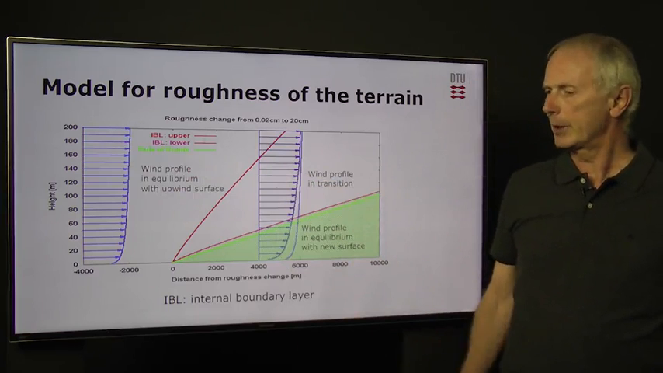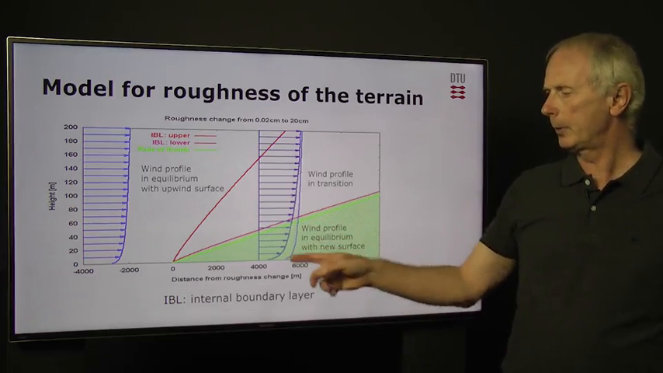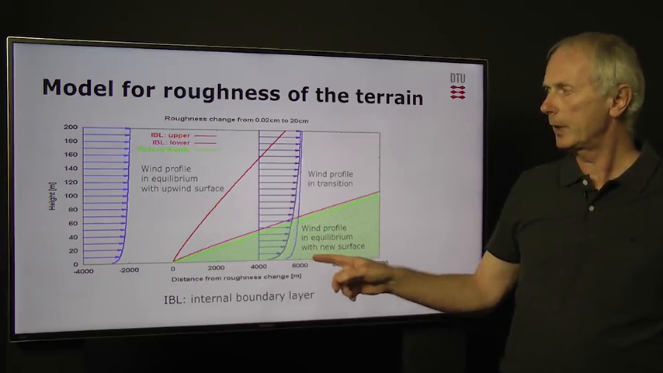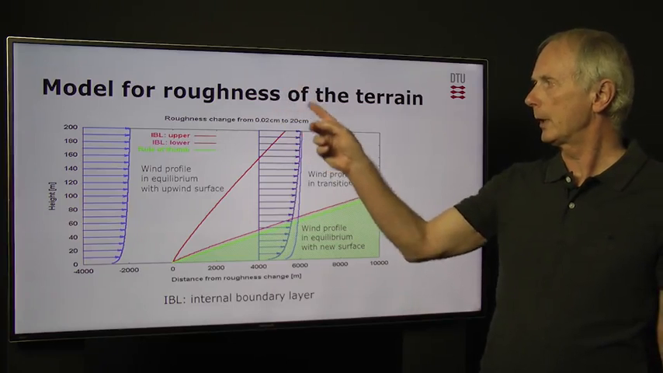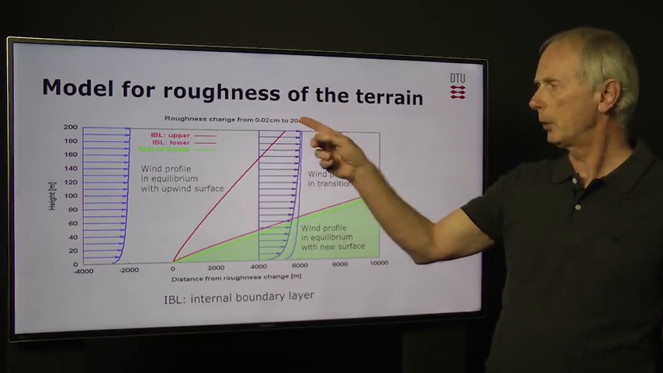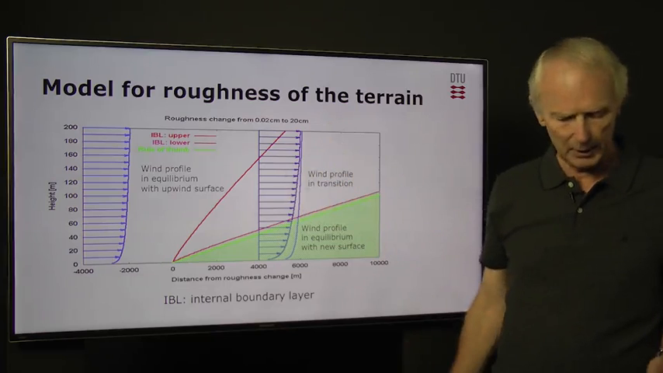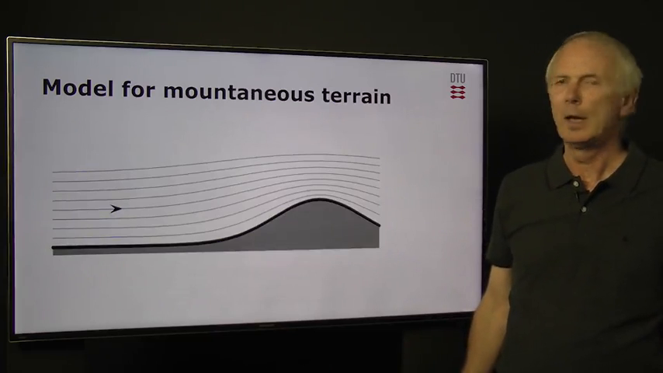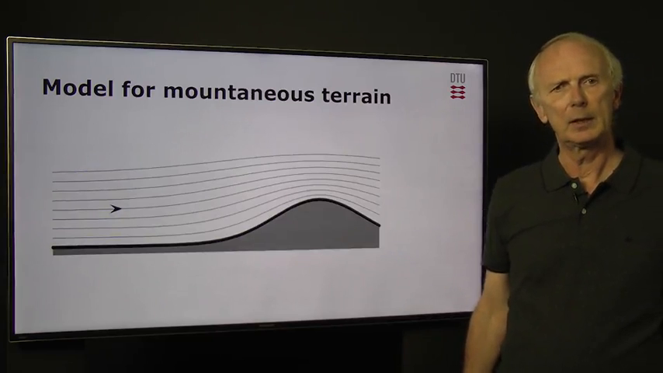It's very characteristic for this that here in the green area, the turbulence is in equilibrium with the surface. If you go up here, we have an area where the turbulence is not in equilibrium, but the wind profile is in equilibrium with the oversea conditions and the interpolation layer here. So this was how we treat the roughness changes.